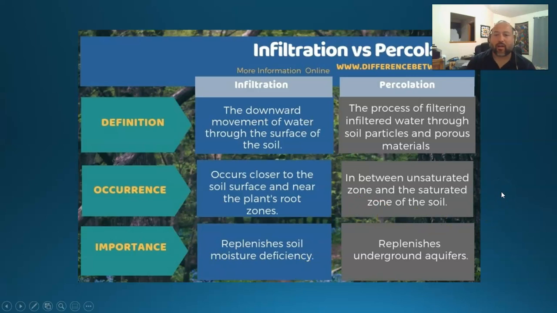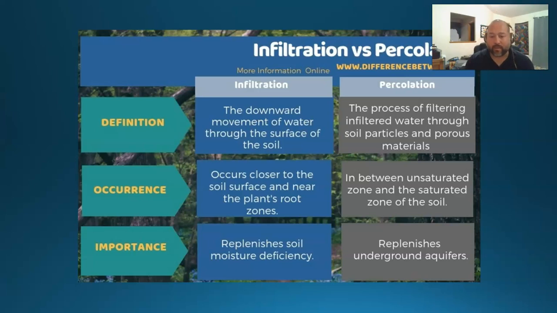So let's look at infiltration versus percolation. Infiltration is the downward movement of water through the surface of the soil. Percolation is the process of filtering infiltrated water through soil particles and porous materials. So infiltration is just the water going into the soil. Percolation is where that water goes and how it moves through the soil particles. Infiltration is going to occur closer to the soil surface and near the plant's root zones. Percolation occurs in between the unsaturated and the saturated zone of the soil.